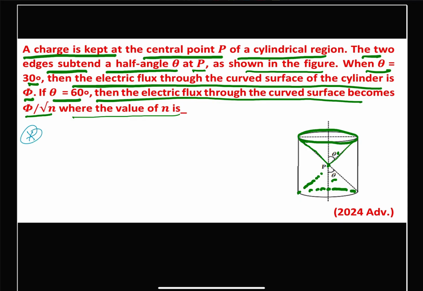We have to remember that the flux is being asked with respect to the curved surface. But the solid angle is with respect to the surfaces of the top as well as bottom. So one is the bottom surface and the other one is the top surface, but the flux that is being asked is with respect to the curved surface. So we have to keep that in mind. And so let's start with the solid angle.